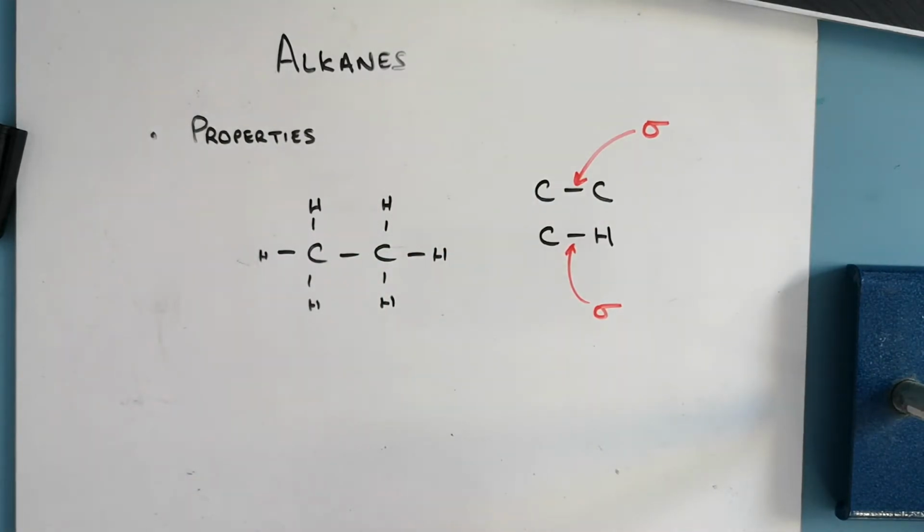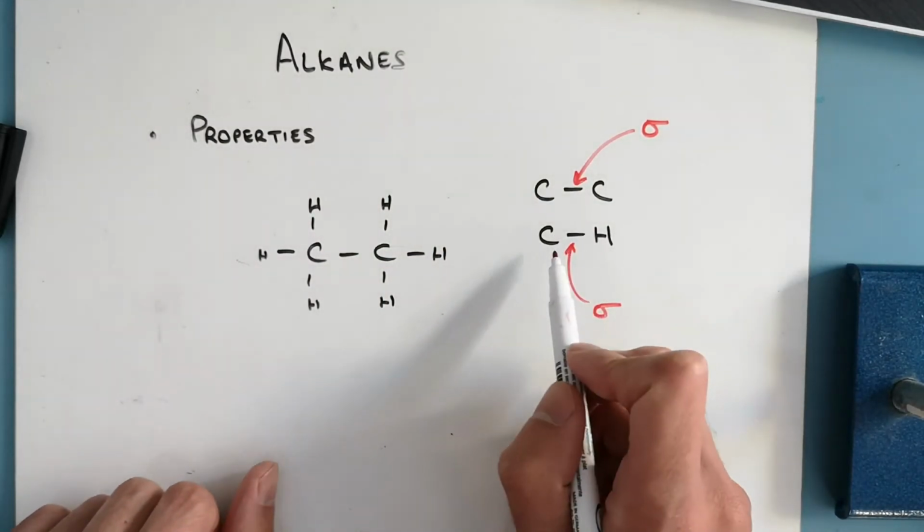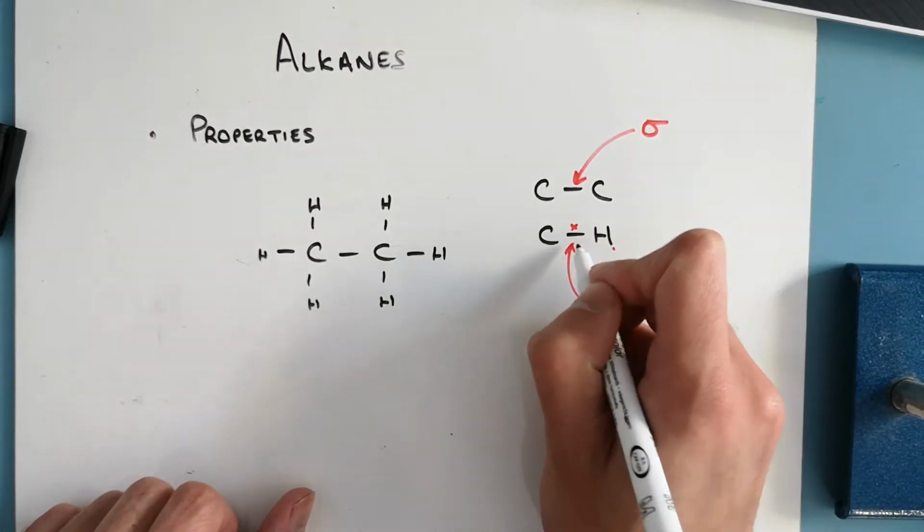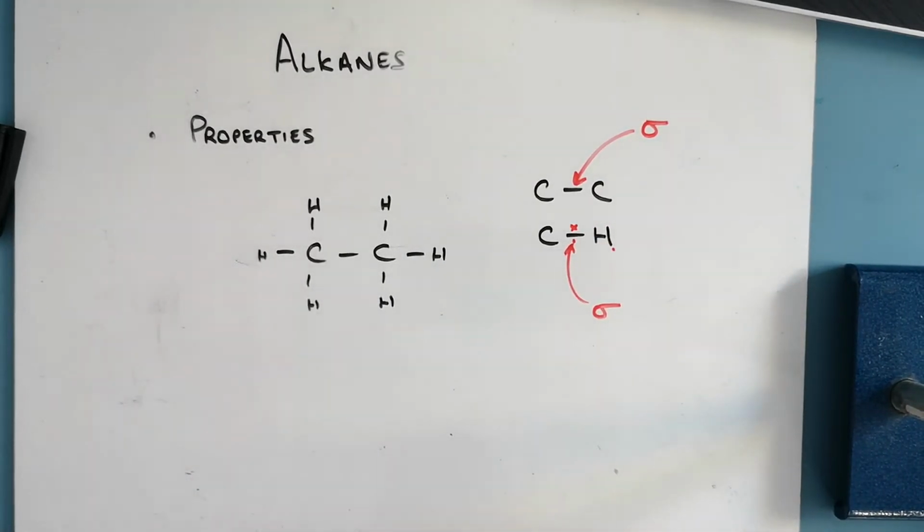alkanes aren't very reactive. Also, the electronegativities of carbon and hydrogen are very, very similar. So the electrons sit pretty much in the middle on that bond. So there's no dipoles forming. So again, that makes them not very reactive as well. So no dipole, very strong bonds mean alkanes are unreactive.